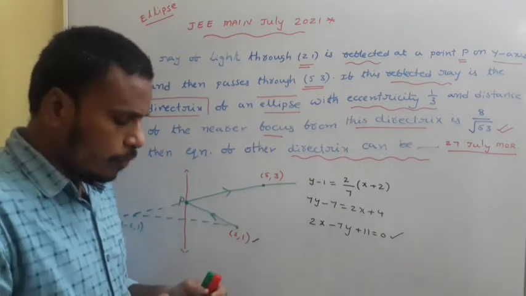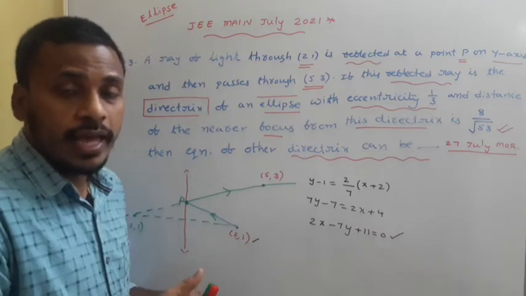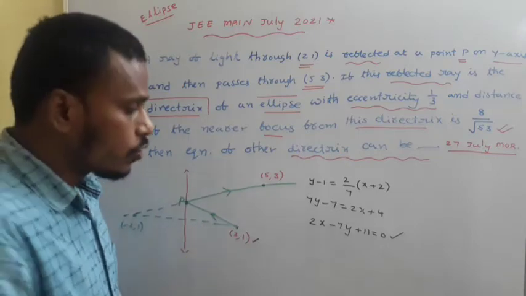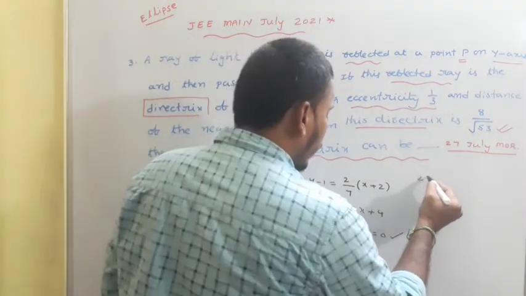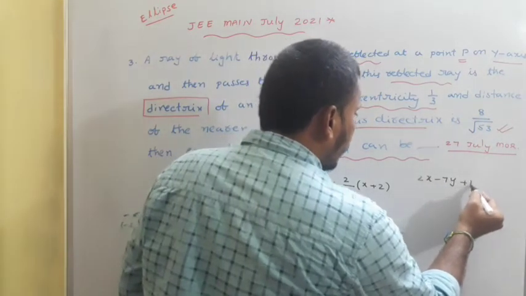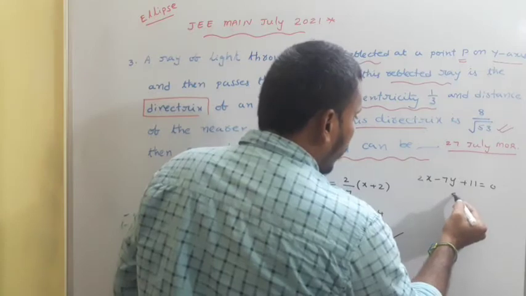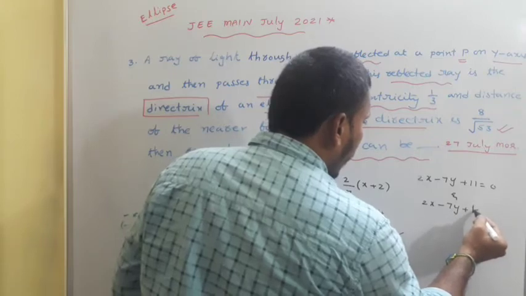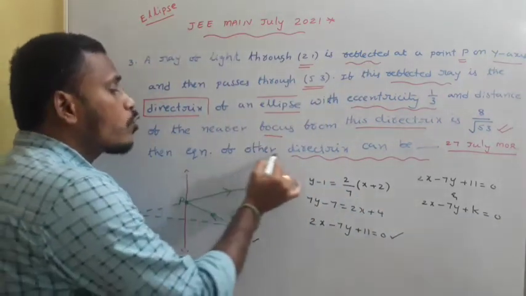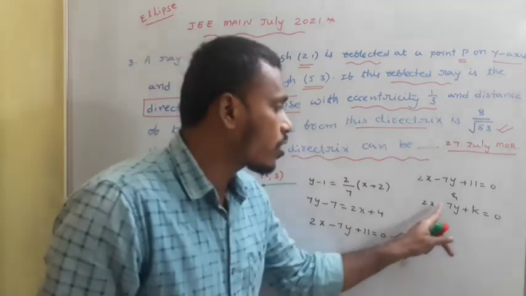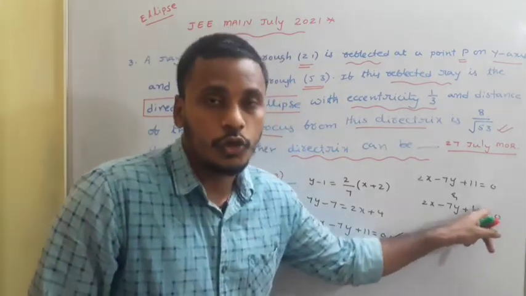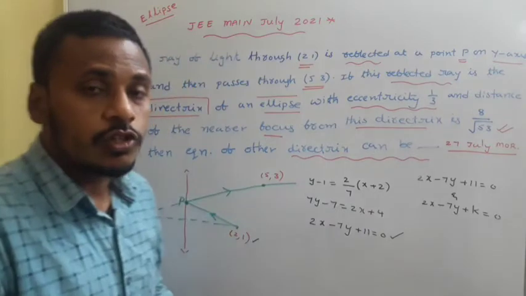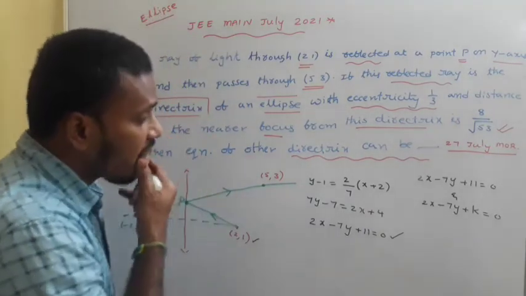See, for any ellipse, if you observe, a directrix is just perpendicular to the axis, and an ellipse has two directrices, and those two are for sure parallel, right? So we found one of the directrices as 2x minus 7y plus 11 is equal to 0, and the other directrix is nothing but 2x minus 7y plus some k is equal to 0. Our task is to find the equation of the other directrix. So now our task is to find this 2x minus 7y plus k is equal to 0, meaning we need to identify the value of k. If you have k, then the equation of the other directrix is with us. Okay. How to find that k?